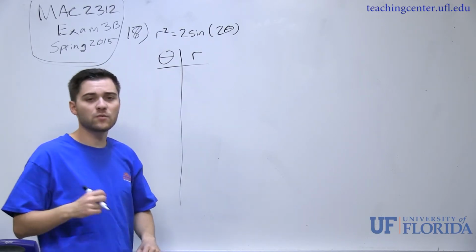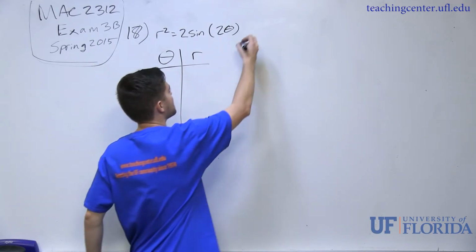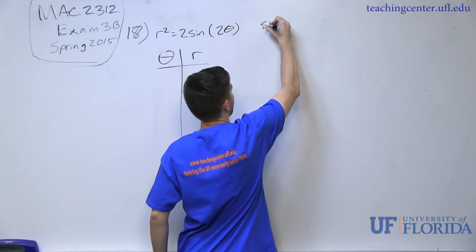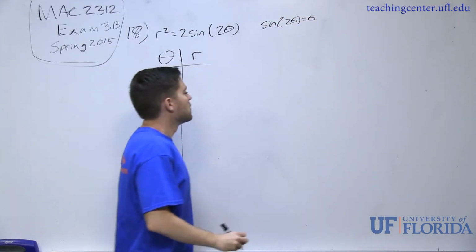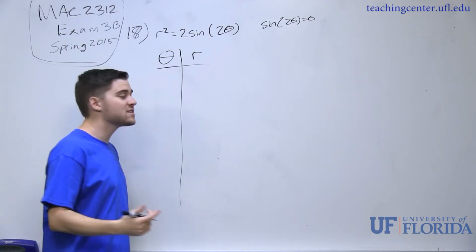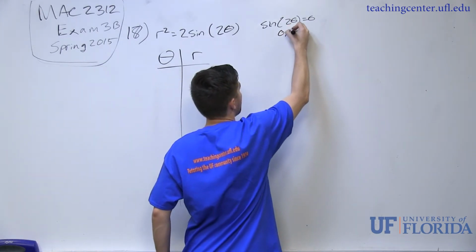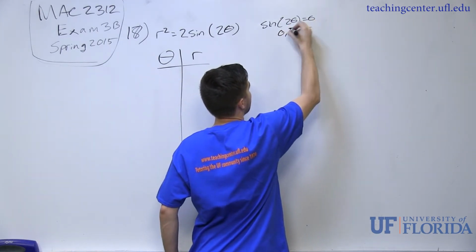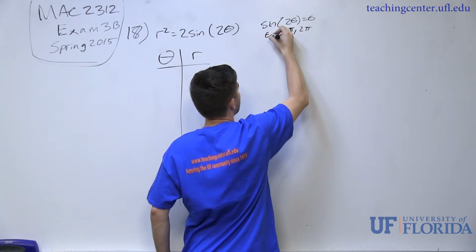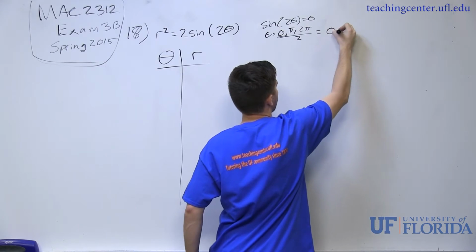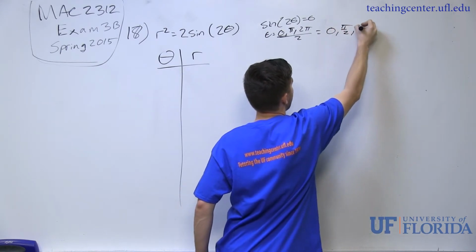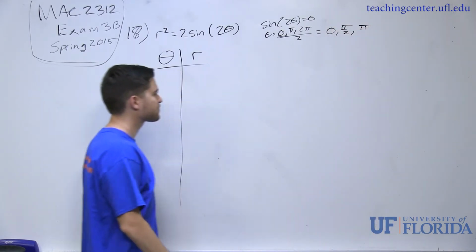So if I set r squared equal to 0, I can still find that sine 2 theta should be equal to 0. So sine is 0 at 0, pi, 2 pi. And then theta, if I divide all these by 2, that'll give me my result. So I have 0, pi over 2, and pi.